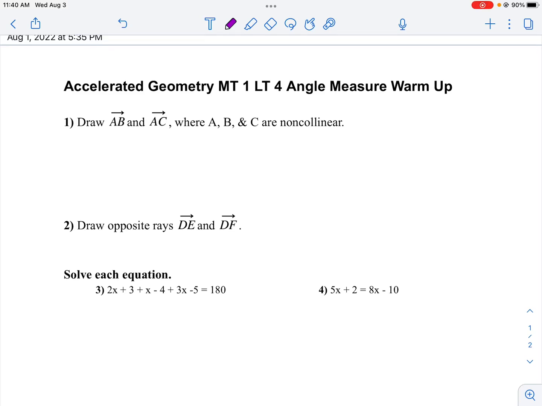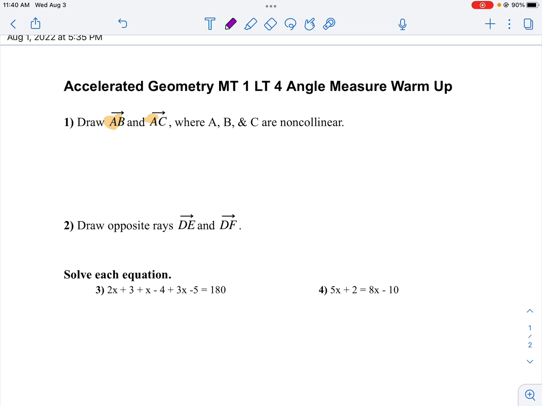Here's a review of your LT4 entrance ticket. I want you to draw ray AB and ray AC where A, B, and C are not collinear. Notice A is in both these rays. So what I'm going to do is draw ray AB.